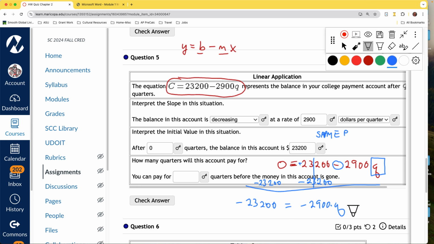This is times. Now we deal with the division. Right? So we divide by the number in front. And we're going to divide by negative 2,900 because we want that to become 1, right? And it wouldn't make sense to have negative quarters, right? So a negative divided by a negative is positive. It's 23,200 divided by 2,900. About 8.